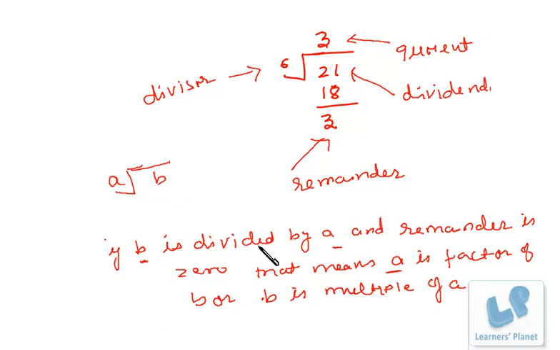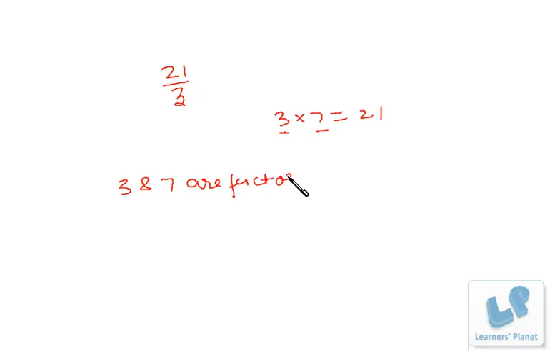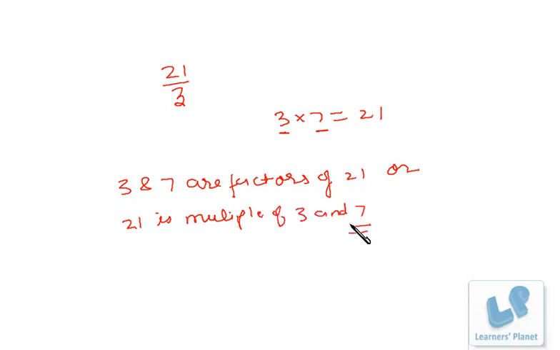Let's take some examples to understand this in a better manner. See, suppose I divide 21 by 3, right? Now 21 is a multiple of 3. That means 3 into 7 is 21, right? That means 3 and 7, both of them are factors of 21, or 21 is a multiple of 3 and 7. Okay, so you got the difference between factors and multiples. So in this case, if we divide 21 by 3, the remainder will be 0. Okay, so these are the different terminologies.